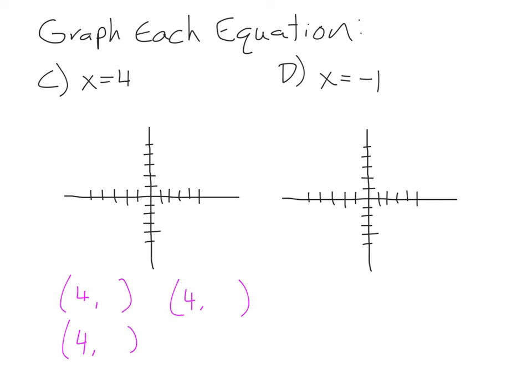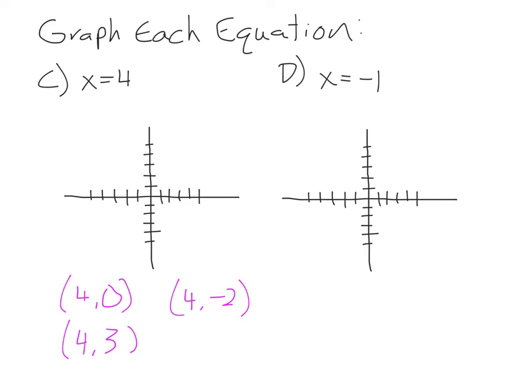It didn't matter what the x values were, right? 4, 0 makes this equation true because 4 equals 4. The 0 never even comes into play. We could also do 4, 3. That makes the equation true because the 3 never actually gets substituted. We could do 4, negative 2. We could pick all kinds of different points as long as the x value is 4.